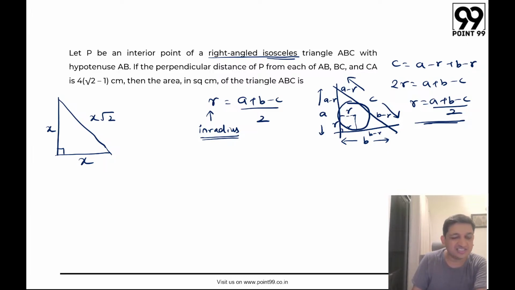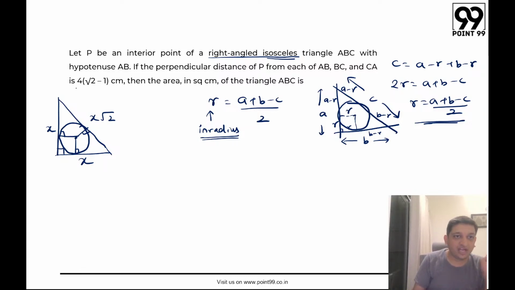Arkadipto, yes, your answer is right, I think. Perpendicular distance from each side is equal. So that is nothing but the inradius. Whenever someone tells you that there is a point and that point is equidistant from each of the sides, then we can say with confidence that this is nothing but the incenter and the distance that we are talking about is the inradius.